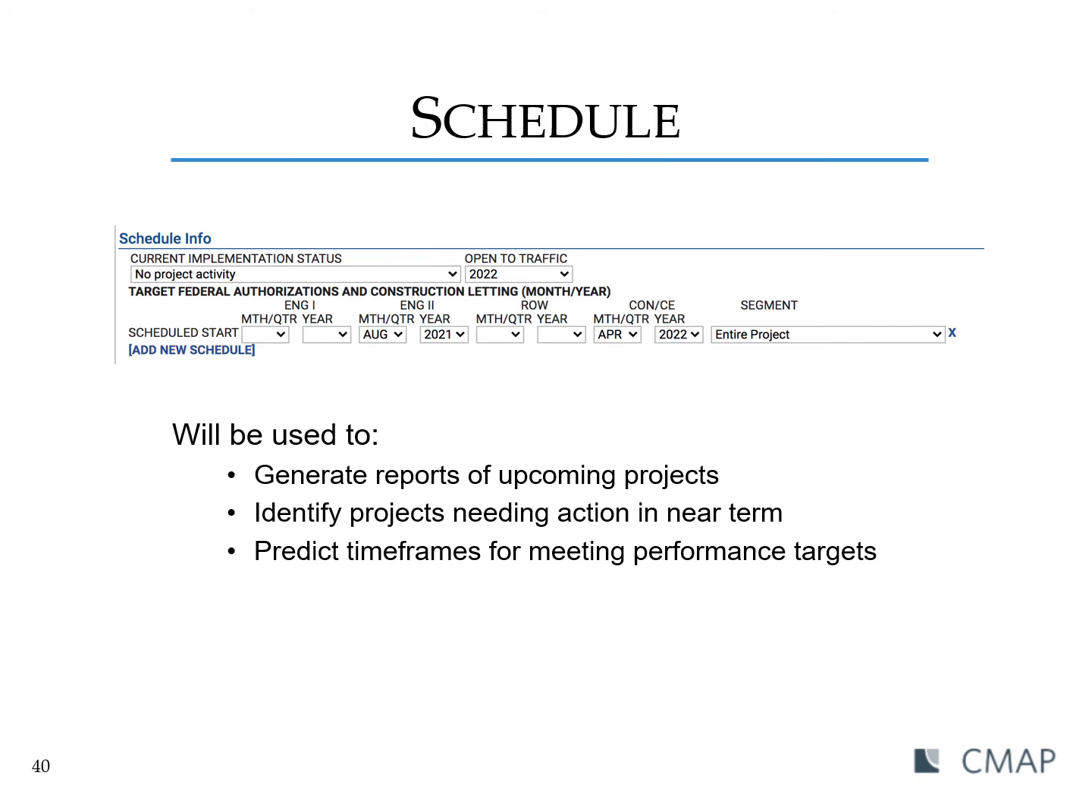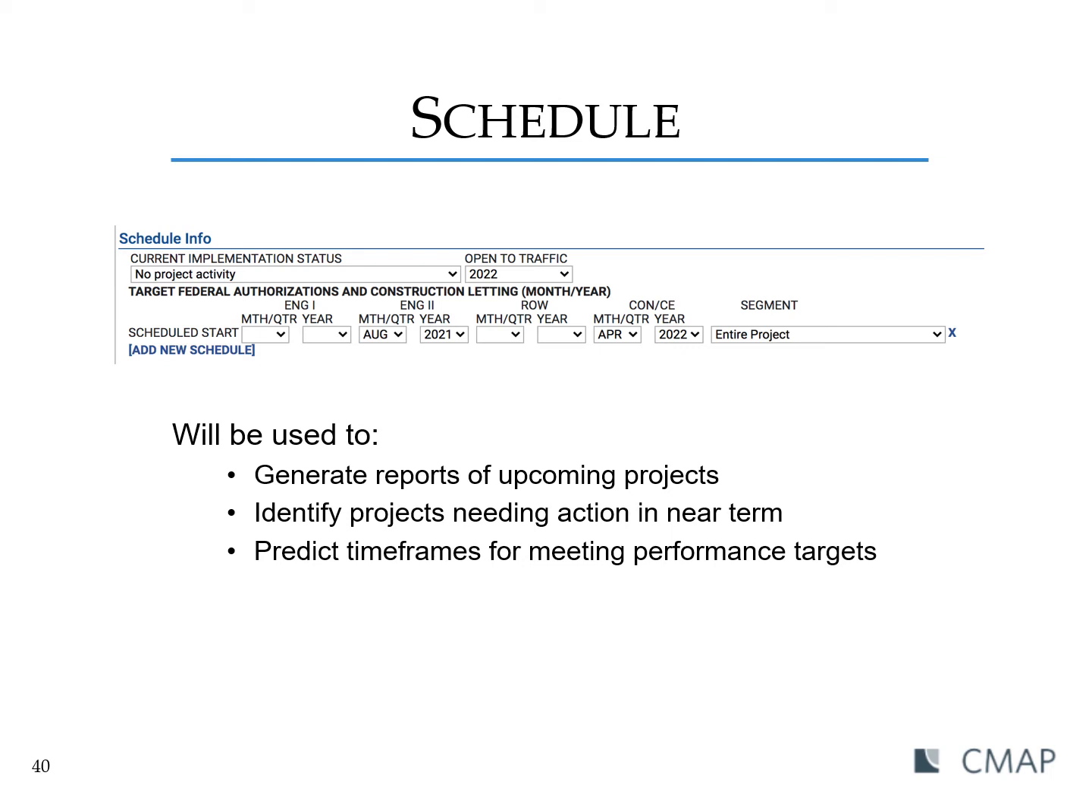And then next we have the schedule section. This is really just used to help generate reports of upcoming projects and predict time frames for meeting targets. I want to point out here that open to traffic should be the year that the project will be complete and open for use by the public.